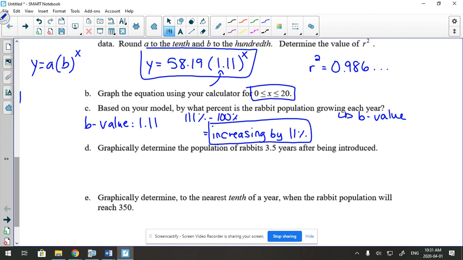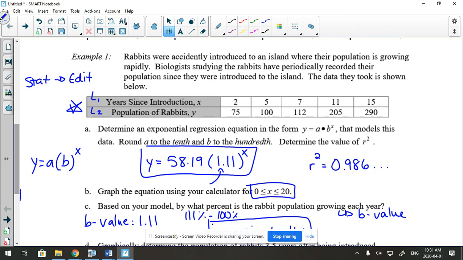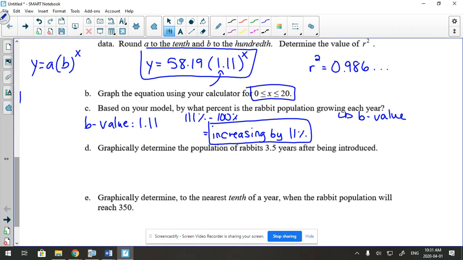It says graphically determine the population of rabbits 3.5 years after being introduced. So all these questions, we're going to kind of look back at our chart. We want to know what the population was when we had 3.5 years since introduction. So in other words, it's telling me my x value is 3.5, and I want to know what my y value will be. So it's telling me my x equals 3.5. I now want to determine what my y value is, because that's going to be my population.